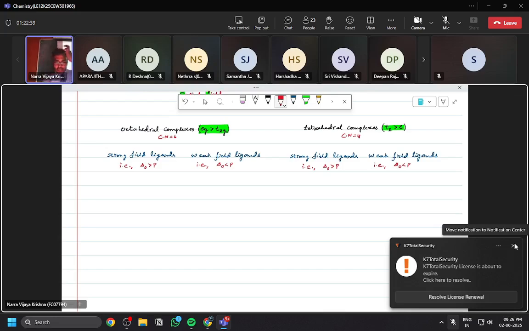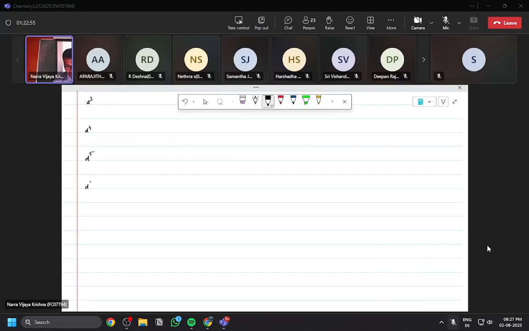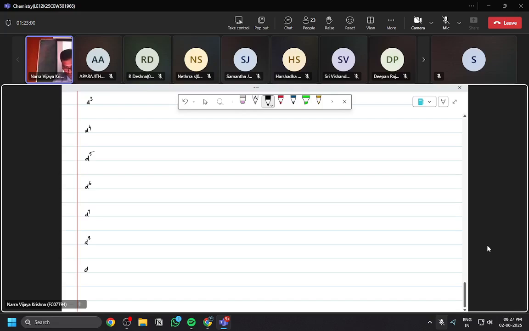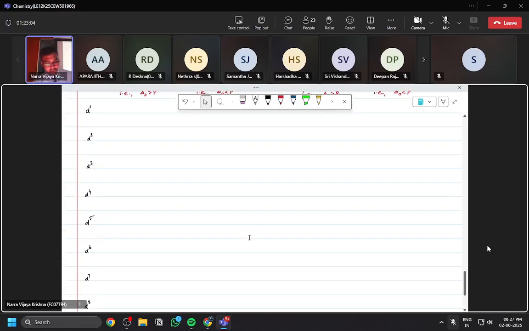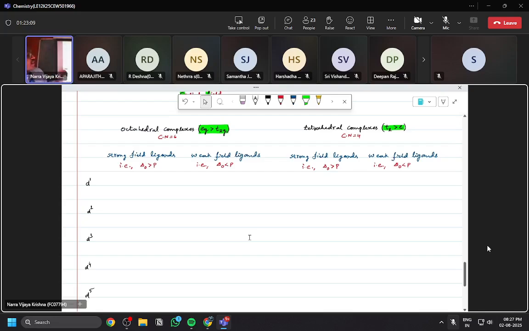Now, I need to fill the first electron, D1 configuration. Tell me, what do I have to do? D1, D2, D3, D4, D5, D6, D7, D8, D9, D10. D1 configuration means 1 electron. Where do I have to fill that electron? In EG or T2G? T2G. So the configuration becomes T2G1, EG0. If it is weak field, then also the same. T2G2, EG0. Here also T2G2, EG0.